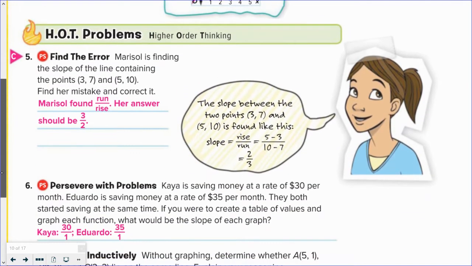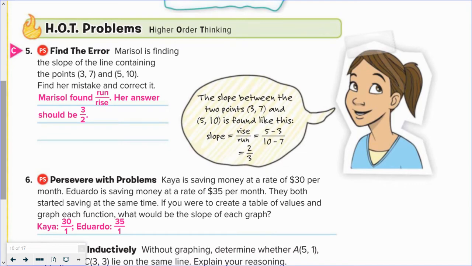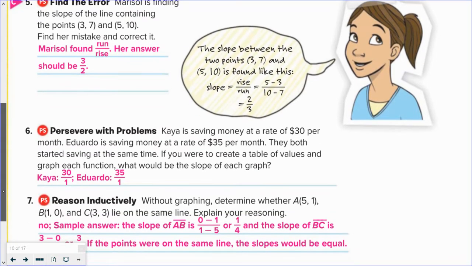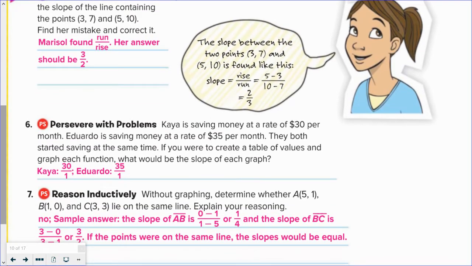All right, what was our error in number 5? She did run over rise. She did not do rise over run. And the actual answer should be 3 halves. And number 6, your answer should be the slope of each graph. Kaya's would be 30 rise over 1 run, and Eduardo would be 35 over 1.